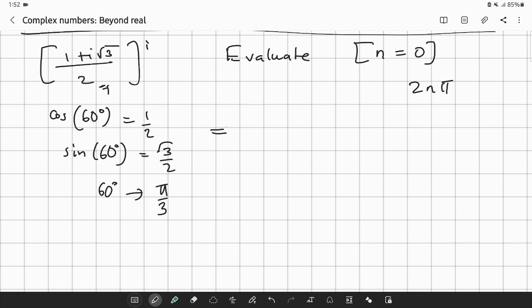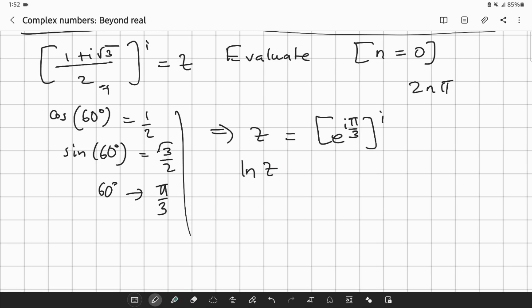So this number that you're given here, let's call this z. Z equals e raised to i pi over 3, raised to i. How do I calculate this? First thing that I have to do is take ln, natural logarithm, on both sides. This is going to give me i ln e raised to i pi over 3. But I have to also consider the fact that this pi over 3, I can add 2n pi to it, and I'll still get the same result, this number in here.